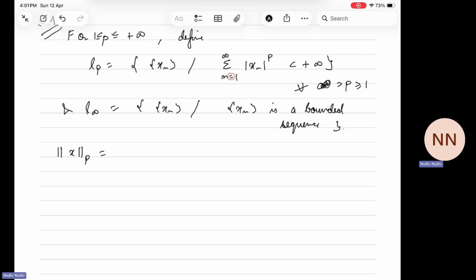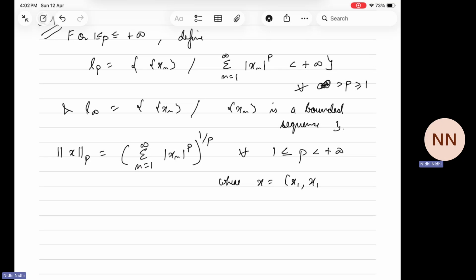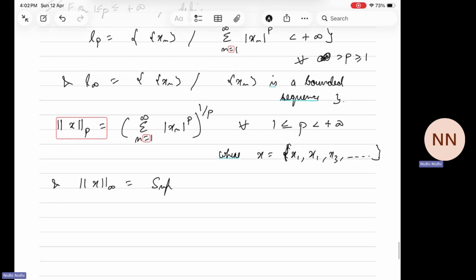the LP norm, to be the summation n from 1 to infinity of mod x_n to the power p, all to the power 1 by p, for all 1 less than or equal to p less than infinity, where this x represents the sequence x1, x2, x3, and so on. And this infinity norm is just the supremum. Of course, since the sequence is bounded in L infinity, this supremum must exist.